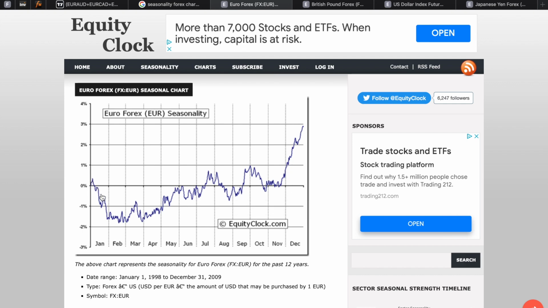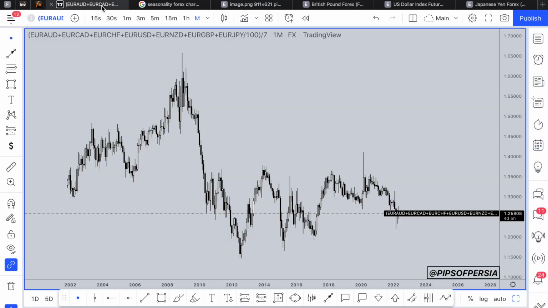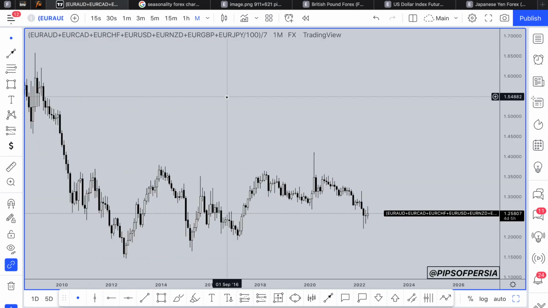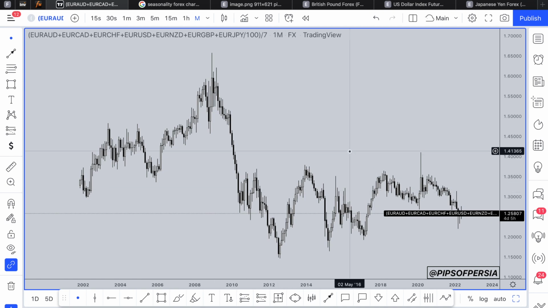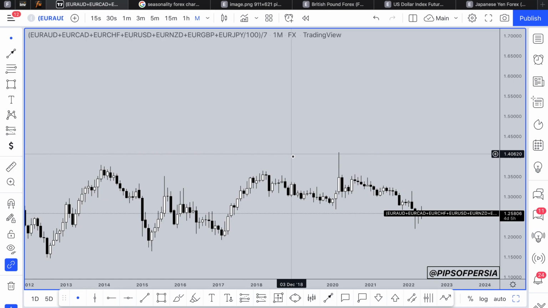So let's first start with the bearish side of things. January is meant to be bearish, and August is meant to be bearish as well. And this is the euro seasonality chart that we are looking at. So let's go here, and let's not do every single year from the beginning of time. Let's focus on maybe 2015 onwards, for example. I think that makes sense.